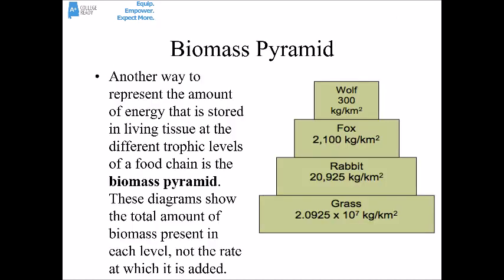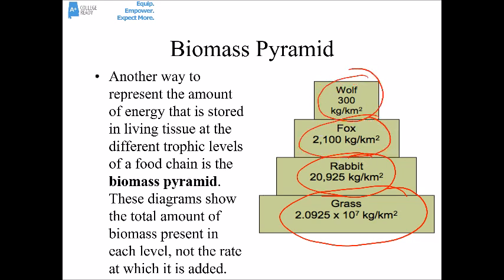So another way to represent the amount of energy that's stored in living tissues is to, instead of looking at an energy pyramid like we looked at on the previous slide, look at a biomass pyramid. So this is showing you how much biomass is in each trophic level. So notice the grasses have way more biomass than the rabbits. The rabbits, way more biomass than the wolf. And it's not perfect here, but notice this also almost follows that 10% rule.